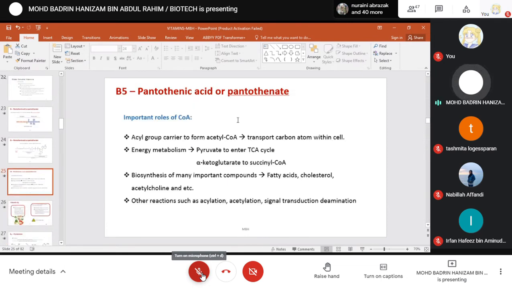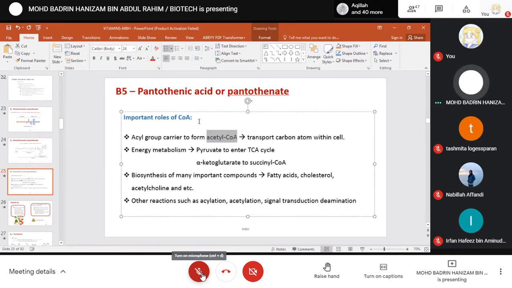The important roles of coenzyme A: acid group carrier, of course. CoA is an acid group carrier to form acetyl CoA. Without CoA, you cannot transfer it to acetyl, and hence you cannot have acetyl CoA. That's why we need coenzyme A. So, acyl group carrier to form acyl CoA, transport carbon atoms within cells.